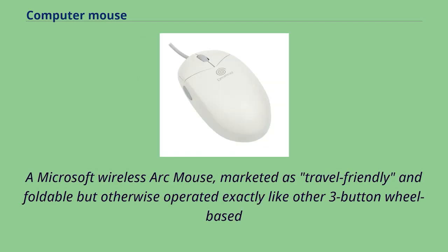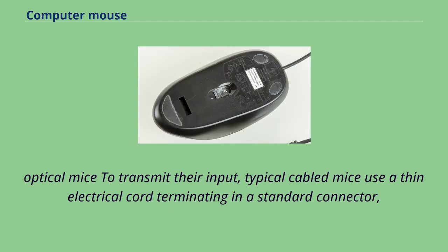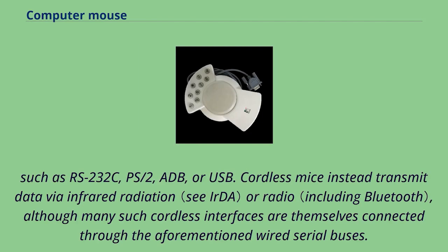A Microsoft wireless ARC mouse, marketed as travel-friendly and foldable but otherwise operated exactly like other 3-button wheel-based optical mice. To transmit their input, typical cabled mice use a thin electrical cord terminating in a standard connector, such as RS-232C, PS/2, ADB, or USB. Cordless mice instead transmit data via infrared radiation or radio, although many such cordless interfaces are themselves connected through the aforementioned wired serial buses.